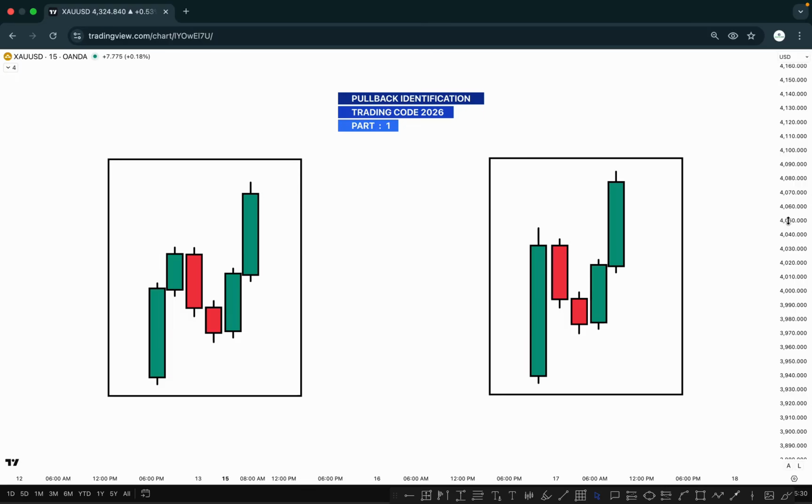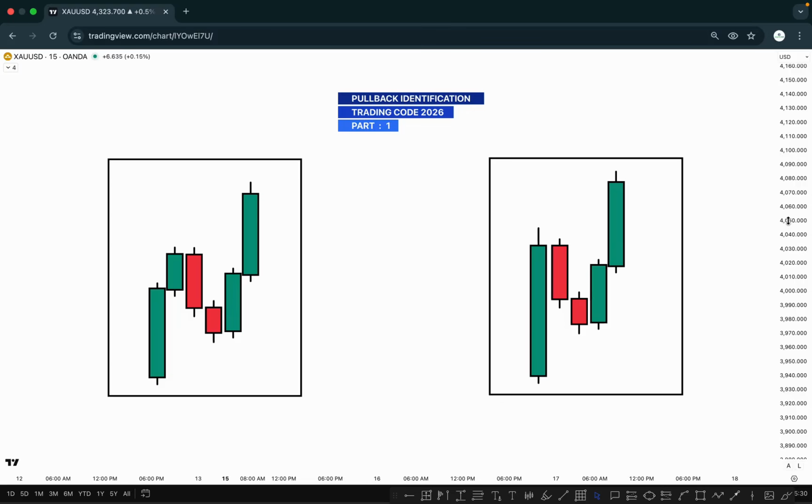In this chapter, I'm going to teach you how we can identify a valid pullback in a bullish market and in a bearish market. This is our first chapter of Trading Code 2026. In this chapter, you will learn how we can easily identify a valid pullback and what criteria we should follow to mark any kind of bullish and bearish pullback.